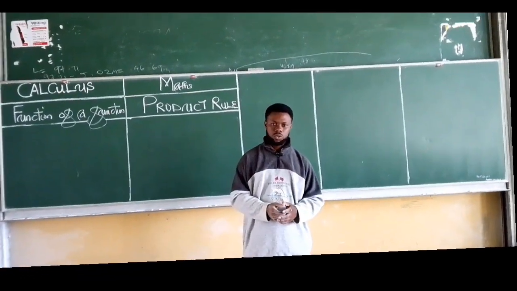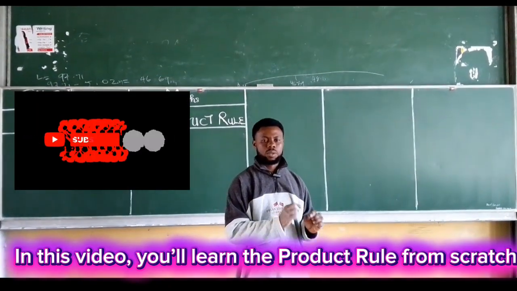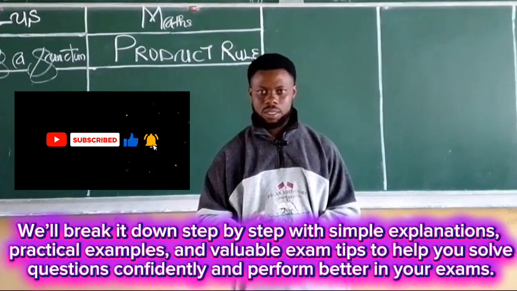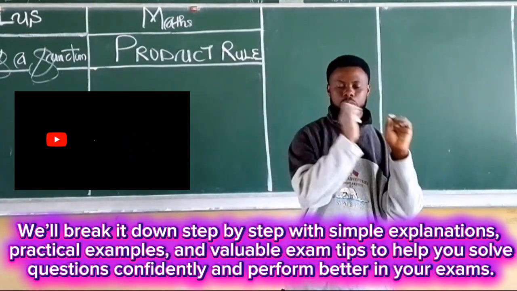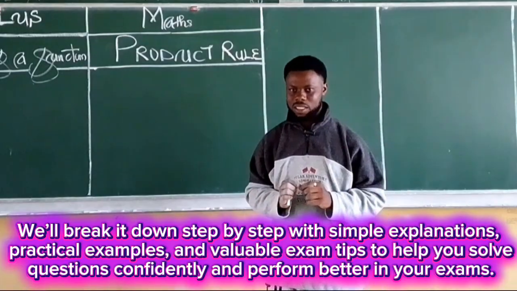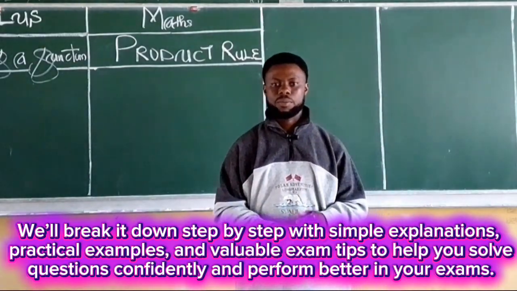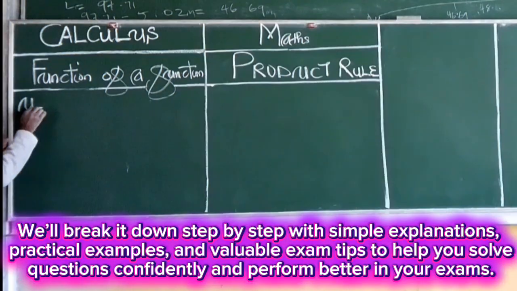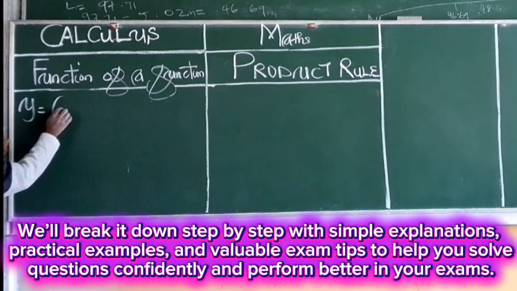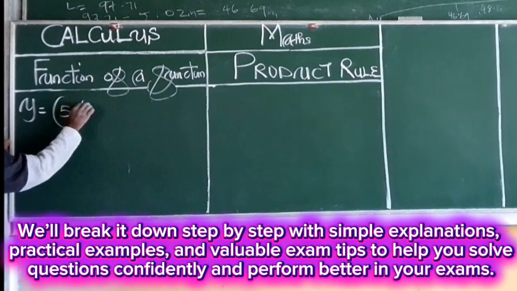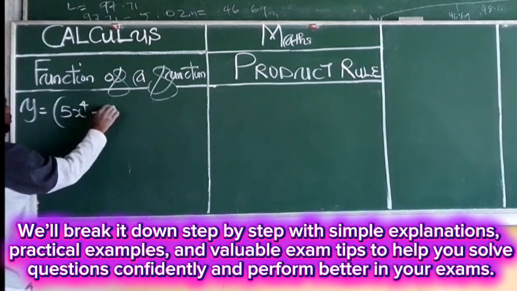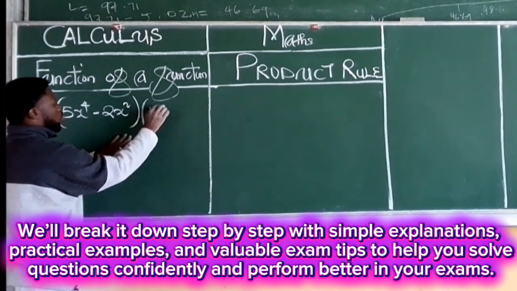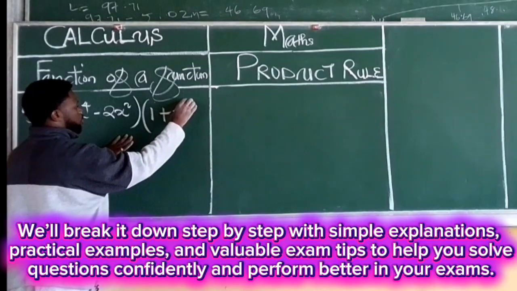In a function of a function, product rule means multiplying a function with another function. So the simple trick is that whenever you come across the term product rule, the first thing that should come into your mind is that a function is being multiplied by another function. For example, y is equal to, in bracket, 5x raised to the power of 4 minus 2x squared, then times 1 plus x cubed.